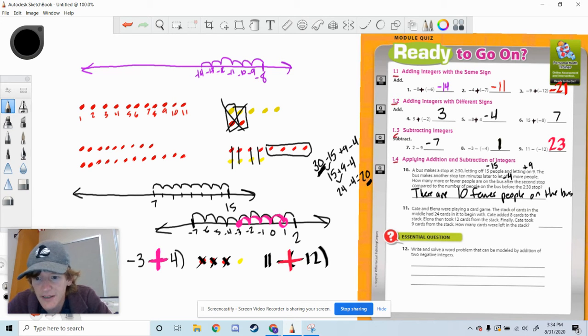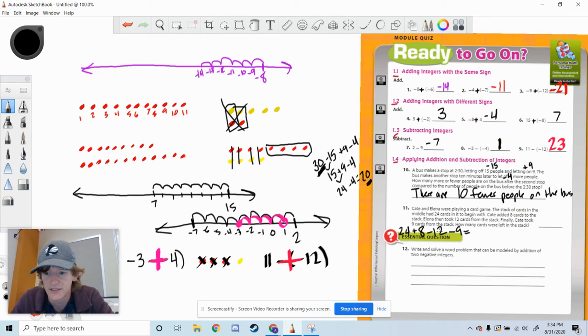Number 11, Kate and Elena were playing a card game. The stack of cards in the middle had 24 cards in it to begin with, so we're starting with 24. Kate added 8 cards to the stack. Elena then took away 12 cards from the stack. Finally, Kate took 9 cards from the stack. How many cards are left?